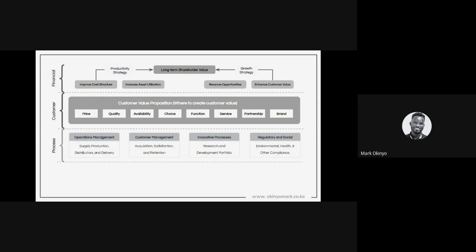Customer management. So how do you acquire customers? How do you satisfy and retain them? Innovative processes. So this is R&D. So in the example that we shared around where to create value, that is essentially research and development. So what matters more? Is it the scent profile? Is it the longevity? Is it the projection?